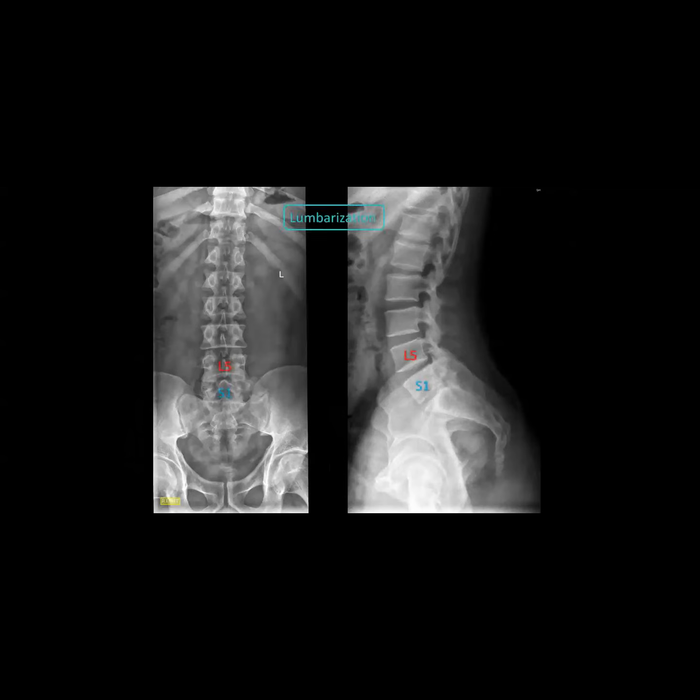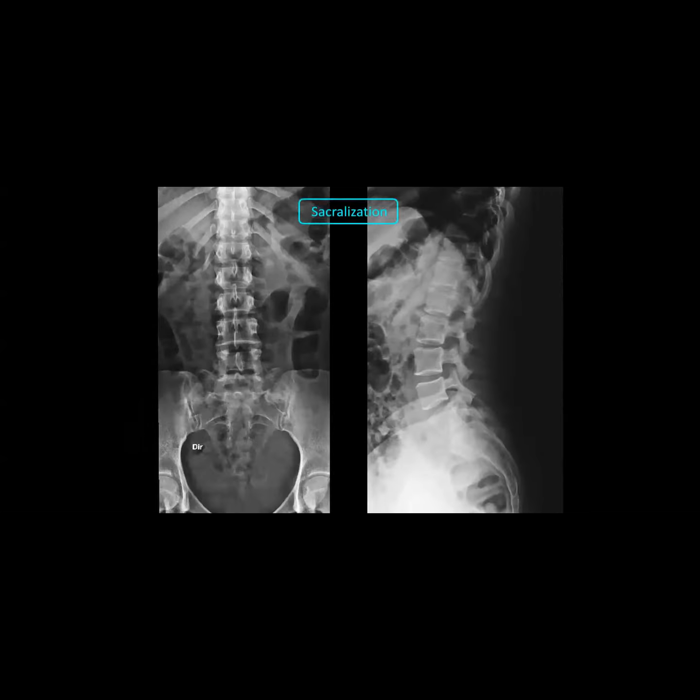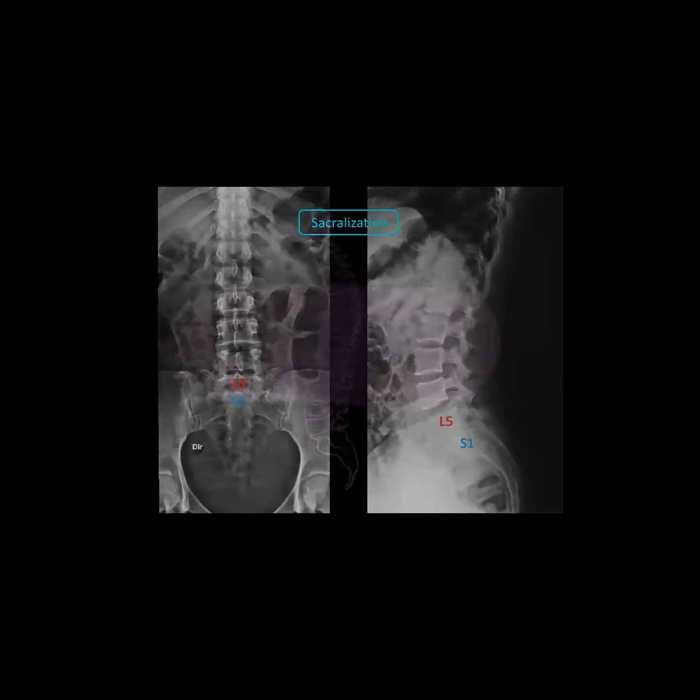In lumbarization, there is a failure of fusion of S1, as shown here in the frontal X-ray and the lateral one. In sacralization, there is fusion of L5 with S1 and loss of the intervertebral disc space.